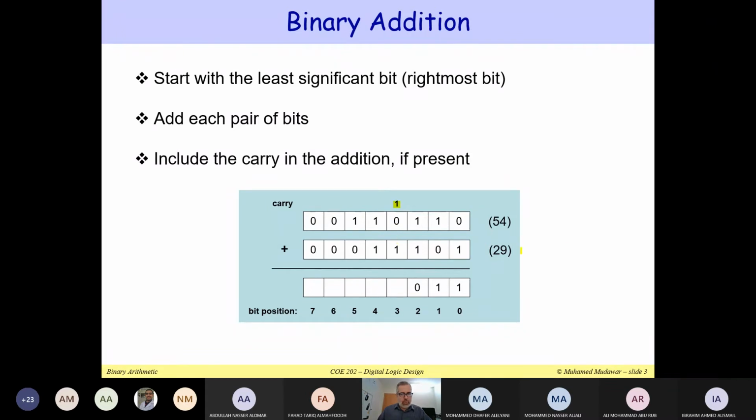So 1 plus 0 plus 1, what do I get? 0 and carry 1. Notice how the carry is propagated. Now 1 plus 1 plus 1, what do I get? 1 and carry 1. Now this carry, which is 1, added to 1 plus 1 plus 0, what do I get? 0 and carry 1. And 1 plus 0 plus 0? 1, no carry. 0 plus 0? 0.